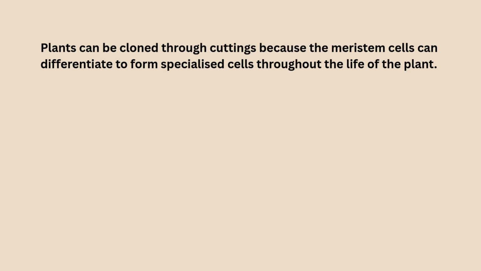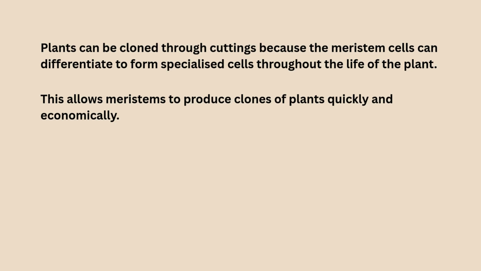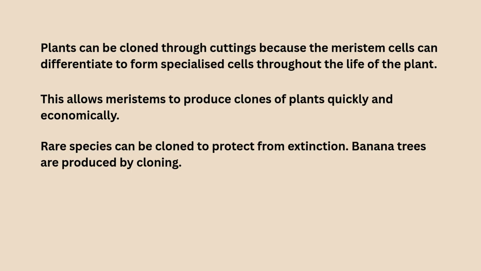Plants can be cloned through cuttings because the meristem cells can differentiate to form specialized cells throughout the life of the plant. This allows meristems to produce clones of plants quickly and economically. Rare species of plants can be cloned to protect them from extinction. Banana trees, for example, are already cloned.